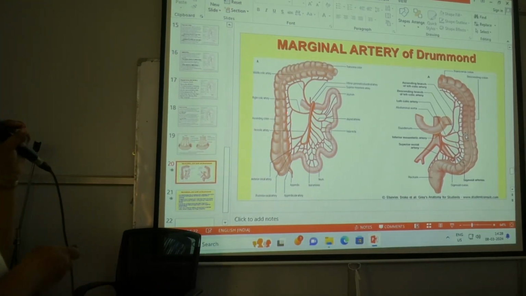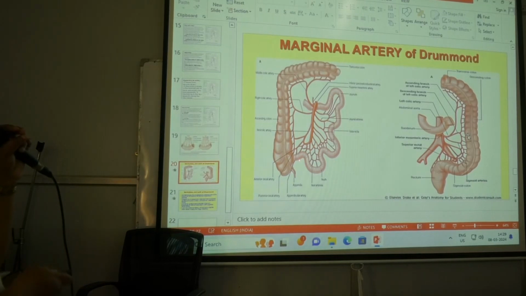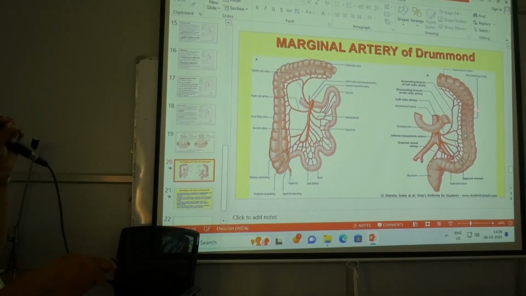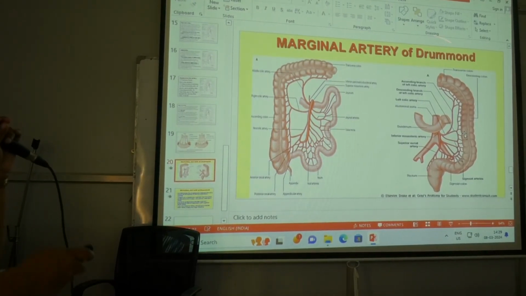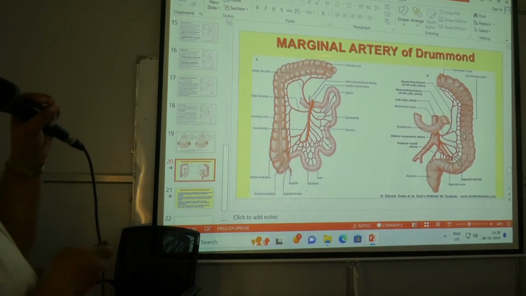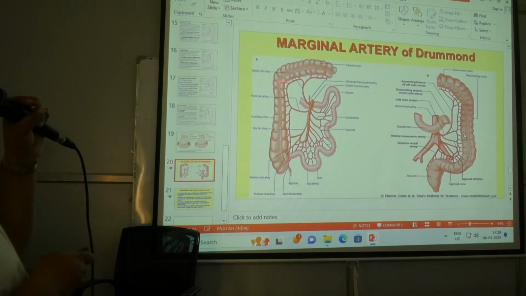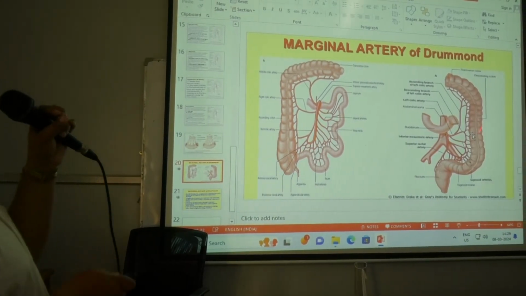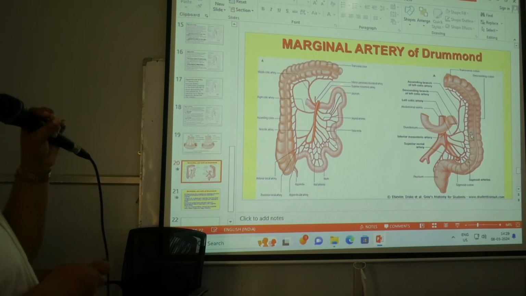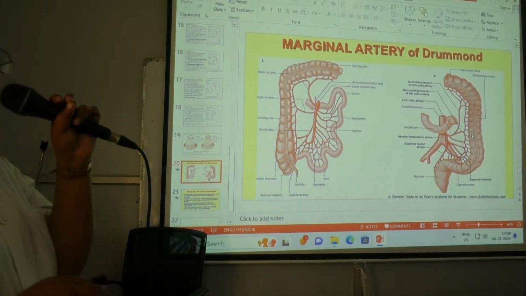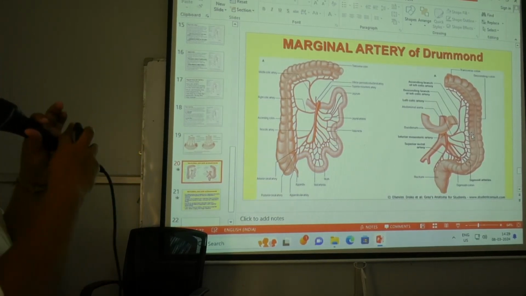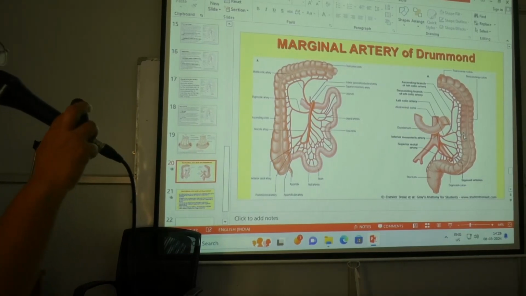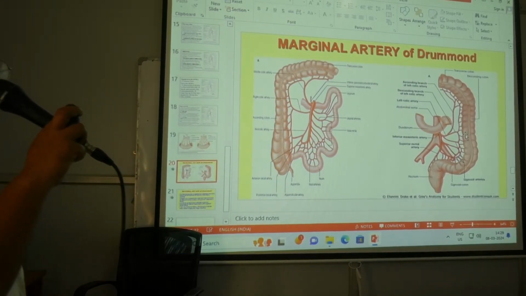So all these arteries, they are together forming a continuous anastomosis around the large gut. And from this anastomosis, these vasa recta are entering to supply the large gut. This continuous anastomosis is known as the marginal artery of Drummond. This is very frequently asked in your viva. What is marginal artery of Drummond?